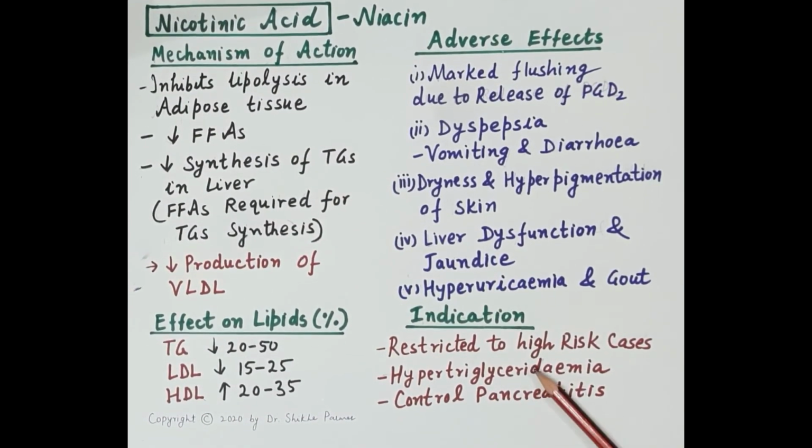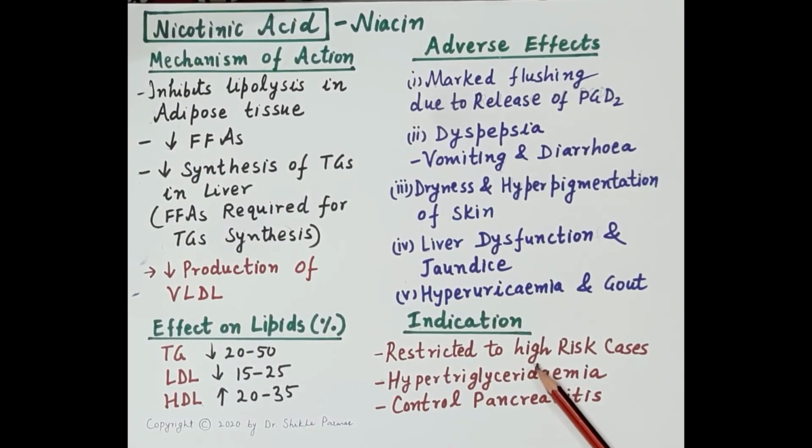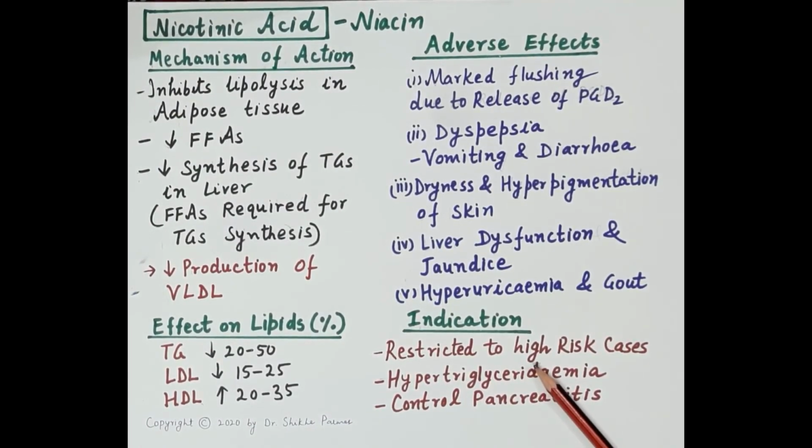Now, coming to the indication of nicotinic acid, as we have already seen, it reduces the level of triglycerides. But because of the poor patient compliance, because of the adverse effect profile, use of nicotinic acid is restricted to high risk cases. It is the drug that reduces the level of triglycerides, and therefore it is indicated in hypertriglyceridemia, and it controls pancreatitis, which is caused because of the increased triglycerides or which is caused because of the increased VLDL.